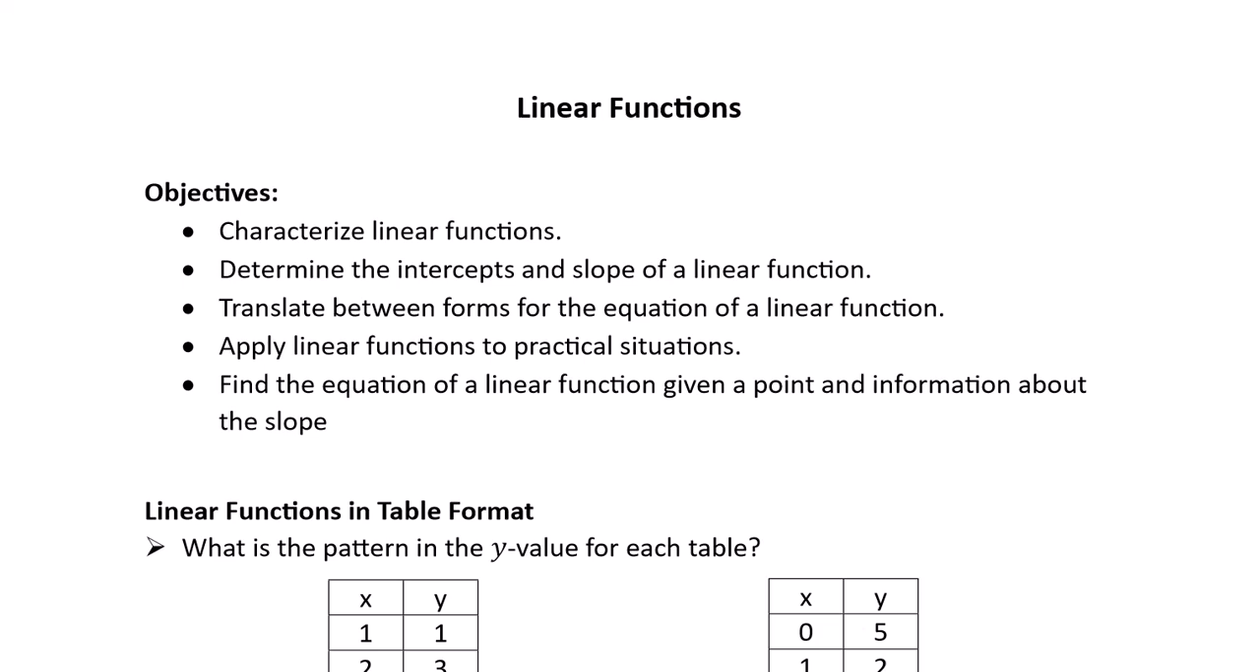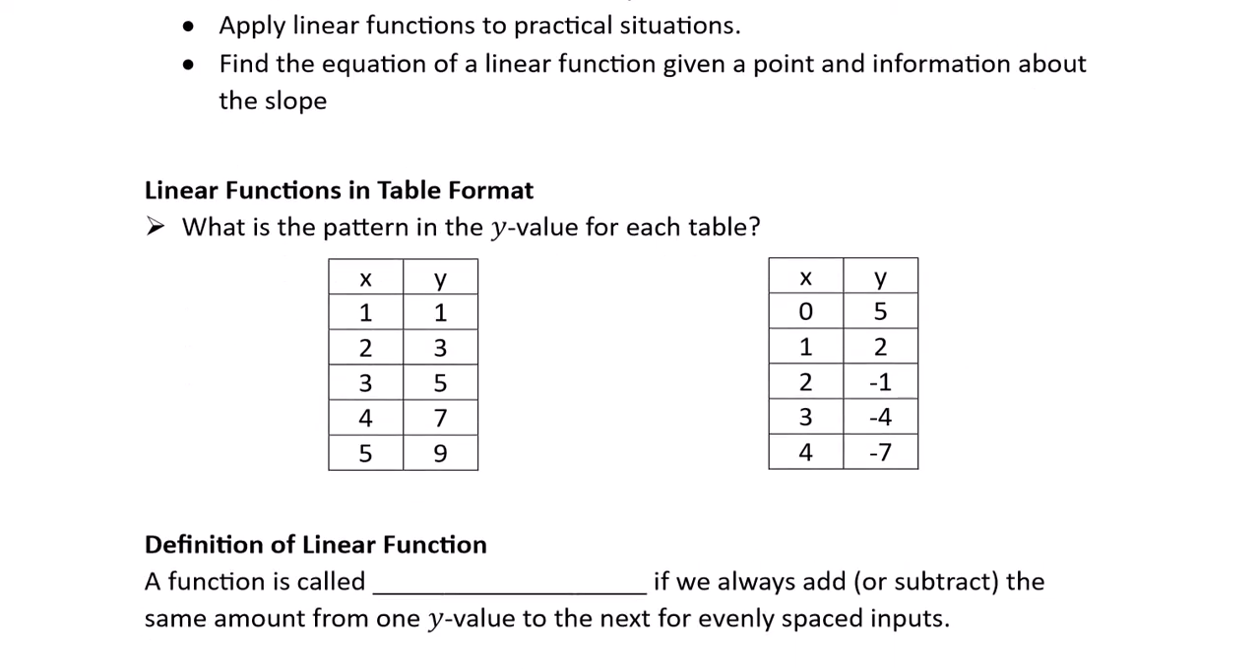So starting off, let's look at some tables of linear functions. What's the pattern in the y value for each table? First, we need to notice that we have evenly spaced inputs. We have to have that in place first. Then we notice in the y, we go from 1 to 3, 3 to 5, 5 to 7, 7 to 9. So we're adding 2 every time.